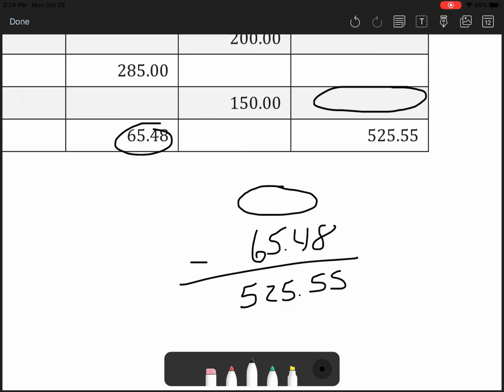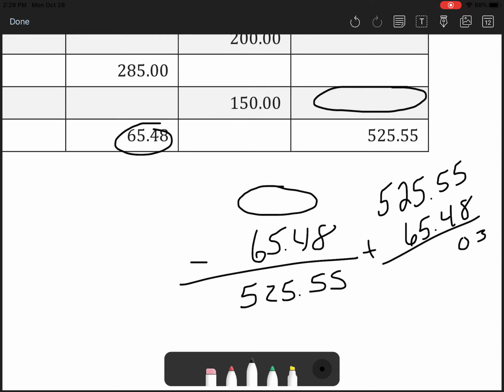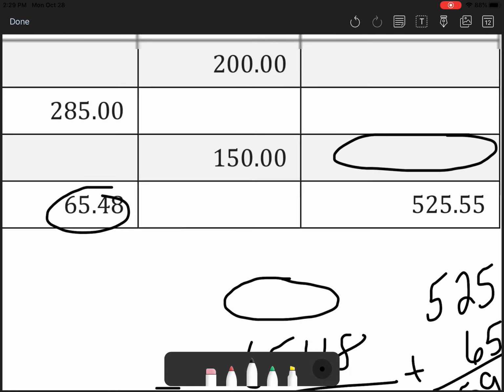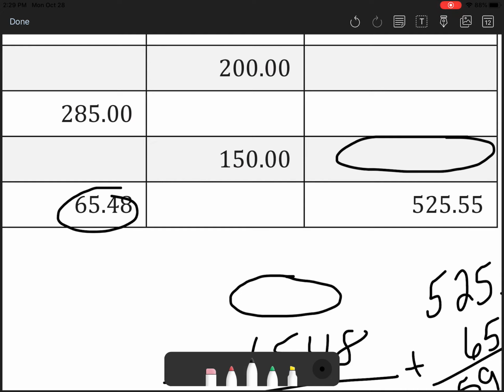So instead of subtracting, we are now going to add. As we know, we're just going to add the opposite. So $52.55 plus $65.48 equals $118.03. Right there, I'm going to put $118.03.